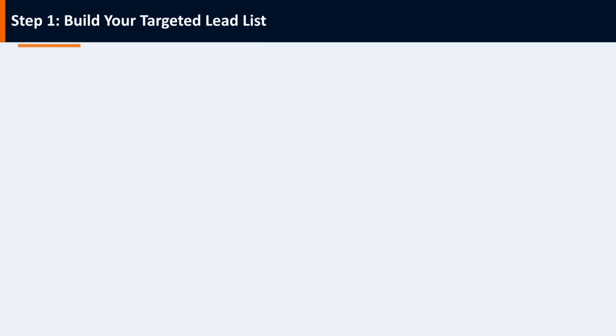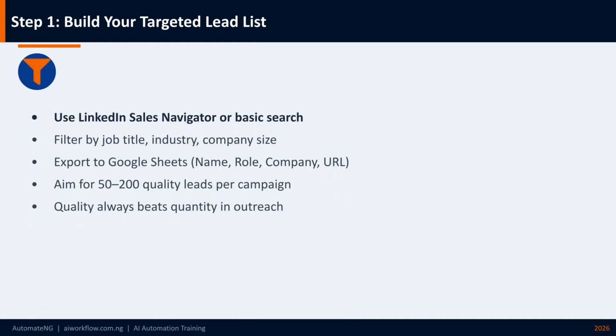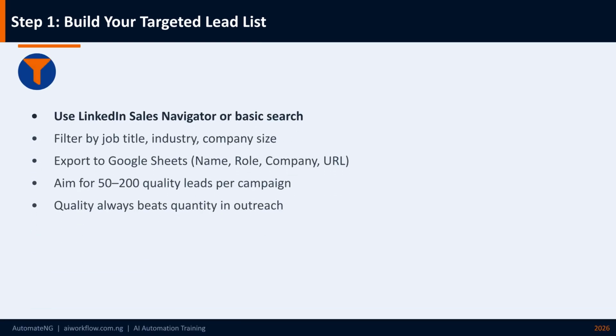The first step is building a quality lead list. Use LinkedIn Search or Sales Navigator to filter by job title or industry. Export key data, name, role, company, and URL to a Google Sheet. Aim for 50 to 200 quality leads per campaign, because quality always beats quantity.